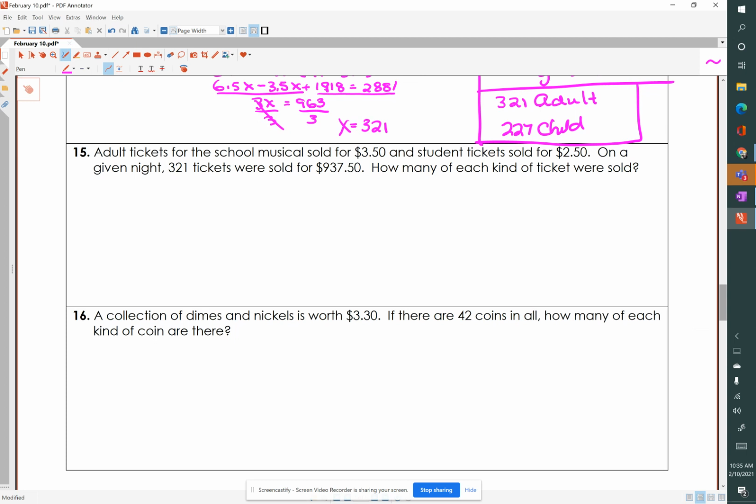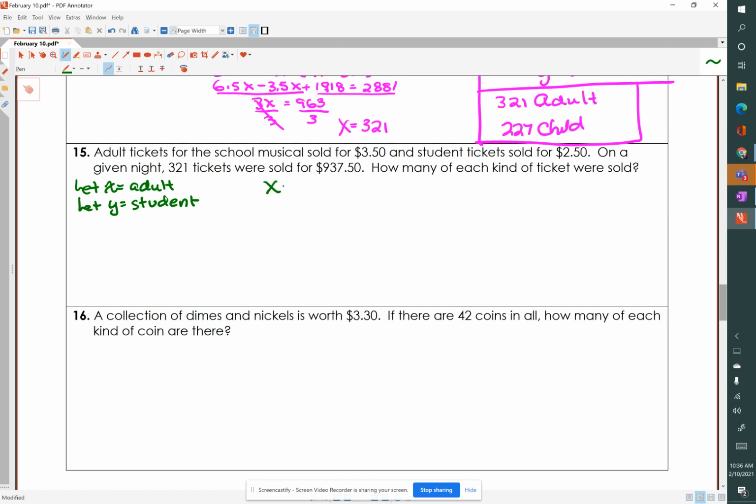So let's move on to number 15, a similar problem. Adult tickets for the school musical sold for $3.50, and student tickets sold for $2.50. On a given night, 321 tickets were sold for $937.50. How many of each ticket were sold? I hope you try this on your own before you come back to the video. Well, I'll start with the X box. I'm going to let X equal the adult tickets, and I'm going to let Y equal the child or student, I guess they're called student tickets. So that will be the student tickets.